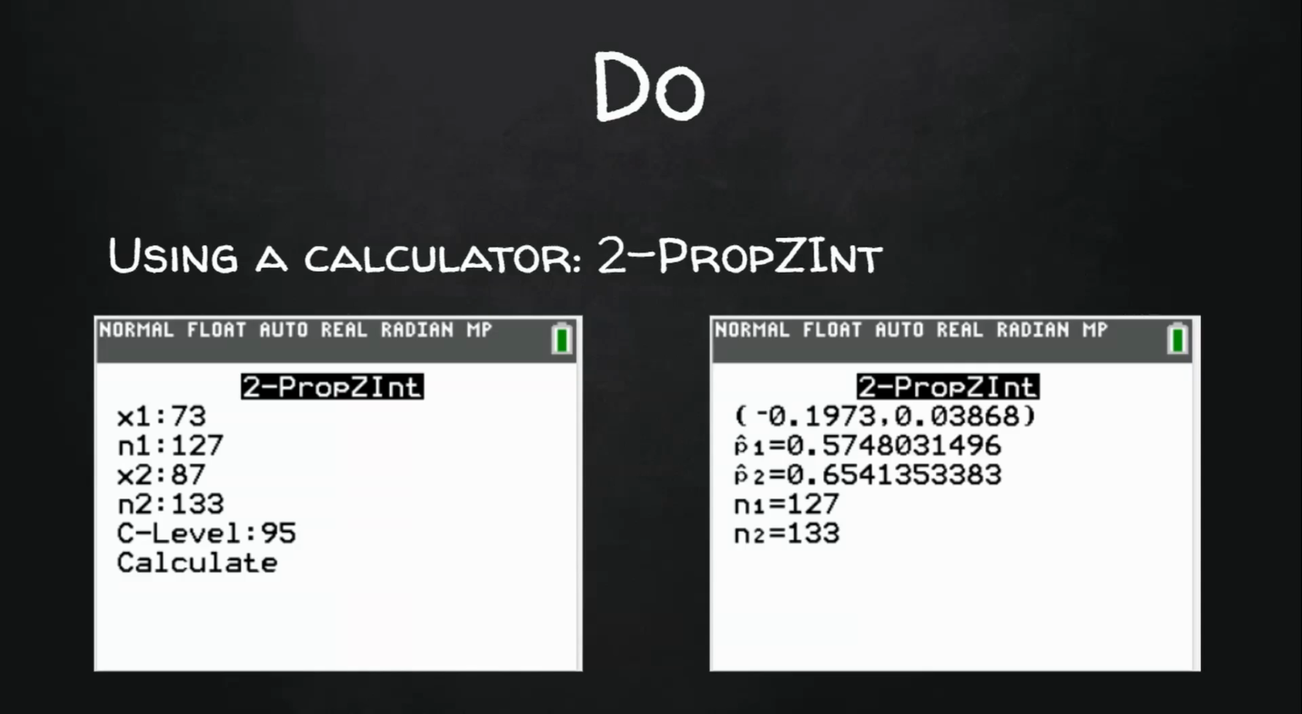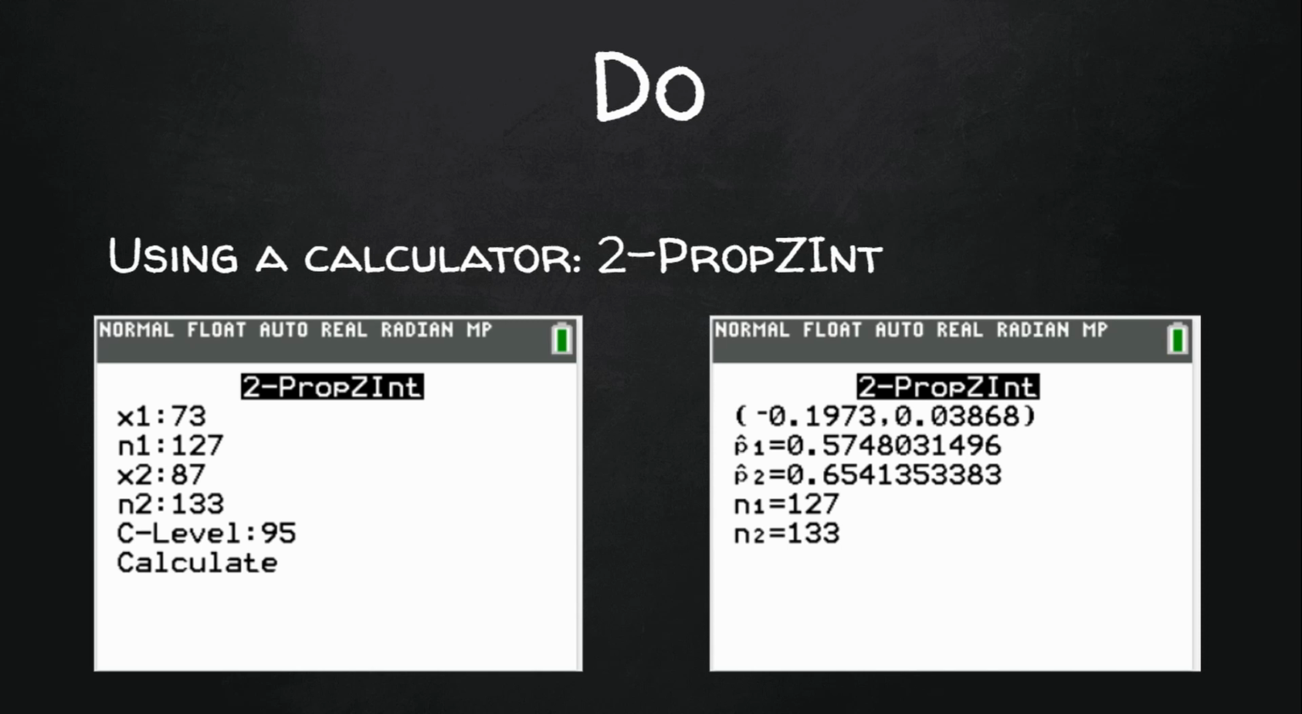Now, we're probably not going to want to always do that by hand. Fortunately, your TI84 has a 2-prop z interval function in it that will allow you to do the calculations a little bit easier than plugging them into the formula. Here, it asks for an x sub 1 and an n sub 1. That would be the number of successes from the first population, our males, and the sample size for our males, which are 73 and 127 respectively.